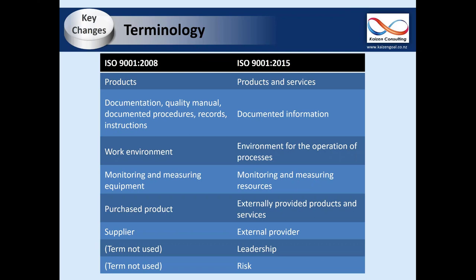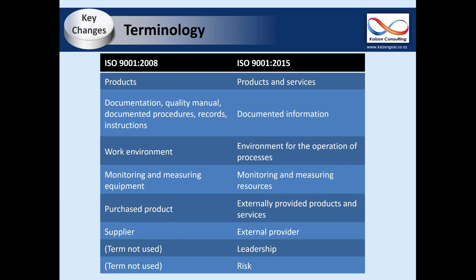Purchased product, as we discussed earlier, is called externally provided products and services. Supplier is now referred to as external provider. And there are a couple of new terminologies in the new standard, and that would be leadership and risk. So previously in 2008, it was called management representative.